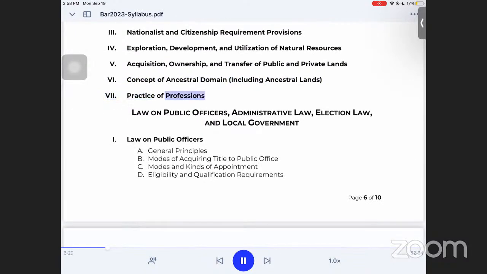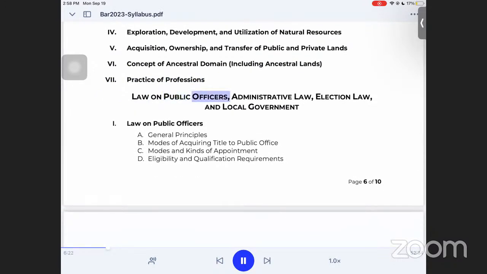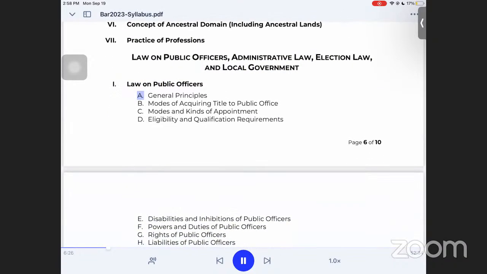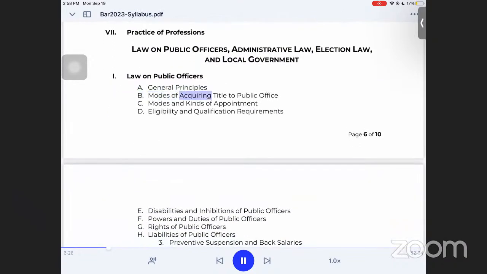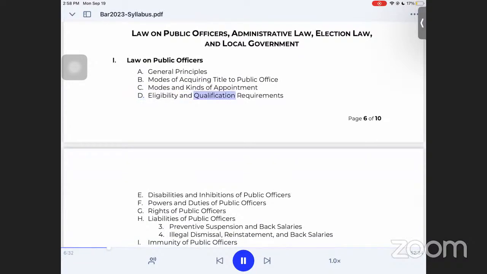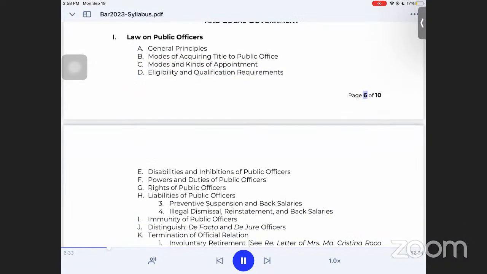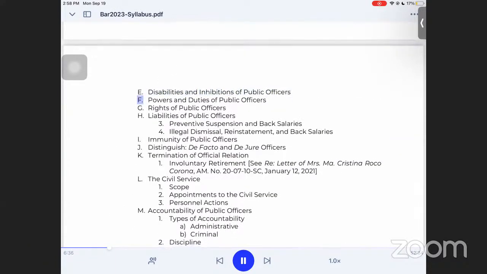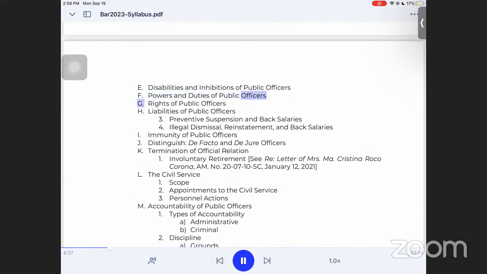7. Practice of professions. Law on public officers, administrative law, election law, and local government. I. Law on public officers. A. General principles. B. Modes of acquiring title to public office. C. Modes and kinds of appointment. D. Eligibility and qualification requirements. Page 6 of 10. E. Disabilities and inhibitions of public officers. F. Powers and duties of public officers.